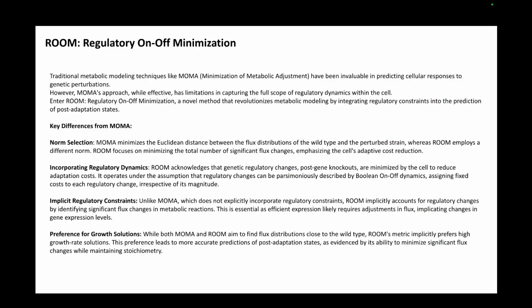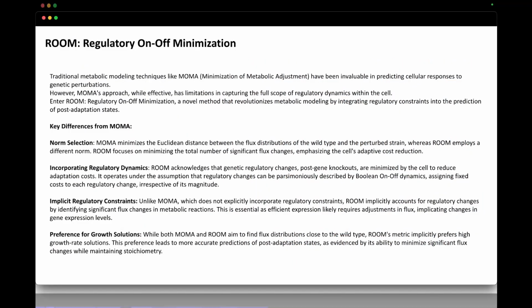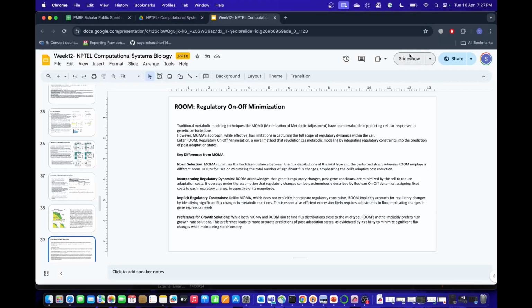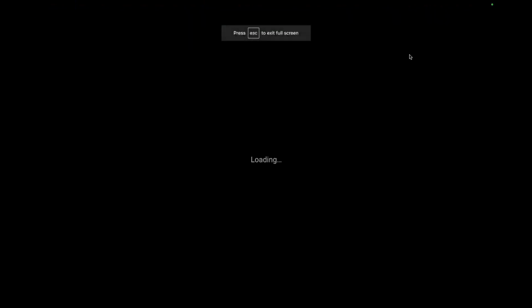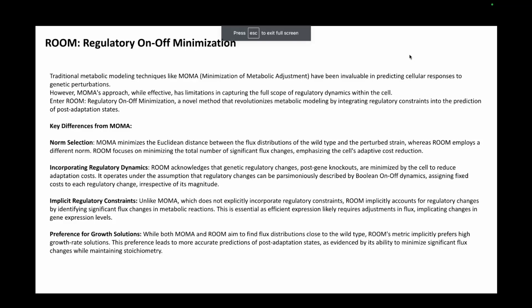Okay. Next is a similar concept of ROOM, which is basically regulatory on/off minimization. The key difference between MoMA and ROOM is incorporating regulatory dynamics, incorporating regulatory constraints. These are the major differences between MoMA and ROOM, that it incorporates these regulatory mechanisms inside the model.